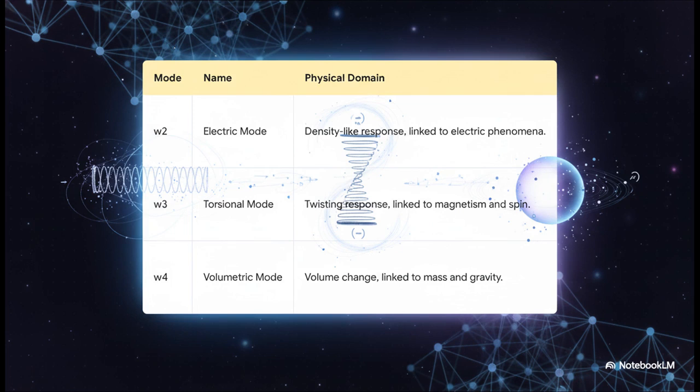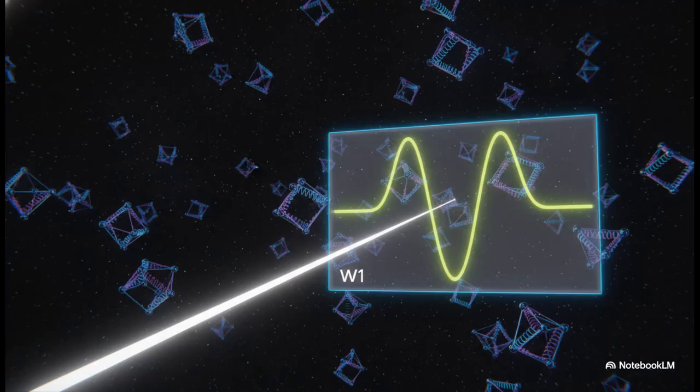The W2 mode is the electric one. Think of it as a change in the cell's density. Then you've got W3, which is a torsional or twisting response. The model links this to things like magnetism and quantum spin. And finally, W4 is a volumetric response, literally a change in the cell's size, and that's connected to mass and gravity. Now, here's the really crucial part.